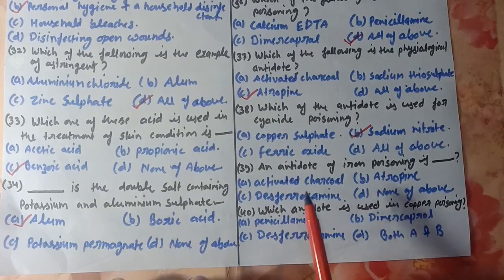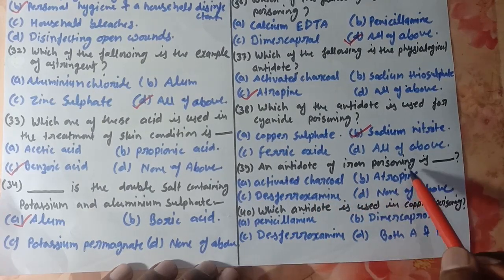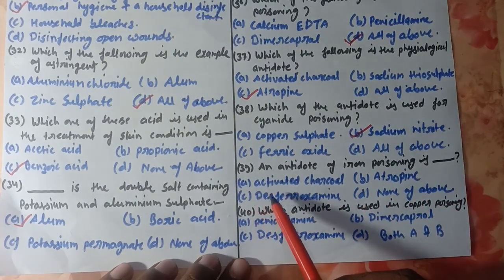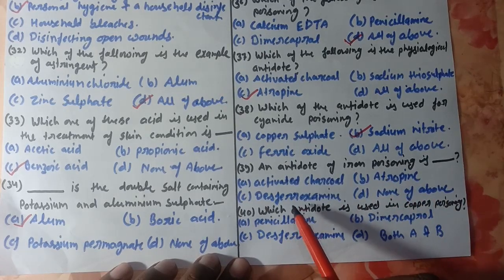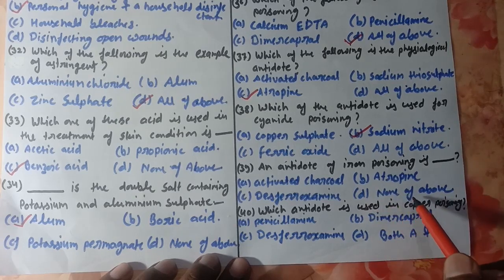Question number 39. An antidote of iron poisoning is dash. Option A, activated charcoal; option B, atropine; option C, desferoxamine; option D, none of above. So the answer is D, none of above.